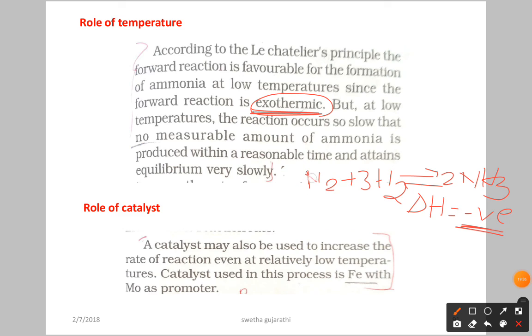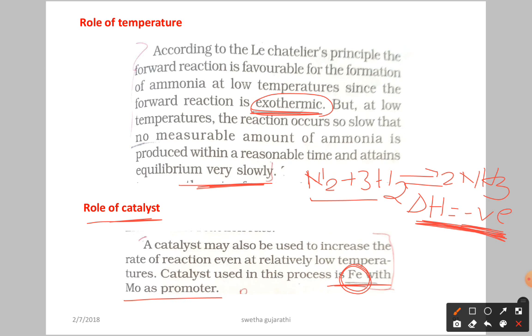Here we have the reaction N2 plus 3H2 gives rise to 2 moles of ammonia. If you see the reaction, delta H is negative, which means the reaction itself does not need high temperature. But at low temperature the reaction goes very slowly. Then we are going to use a catalyst. What is the catalyst here? We are going to use iron as the catalyst with molybdenum as a promoter. As you know very well, a catalyst increases the rate of reaction.